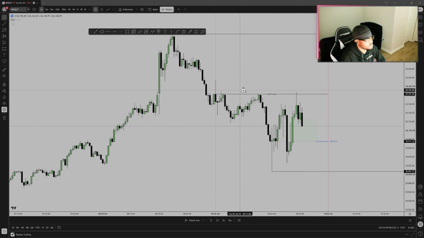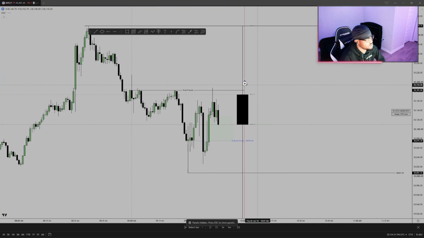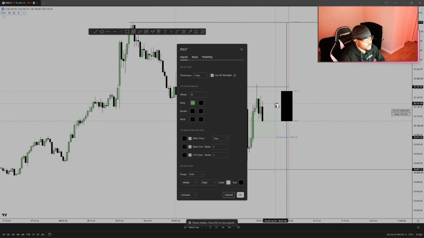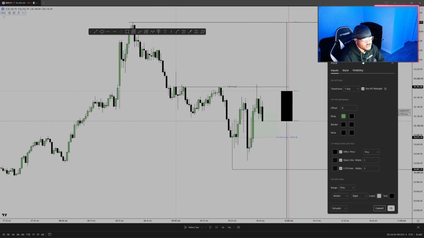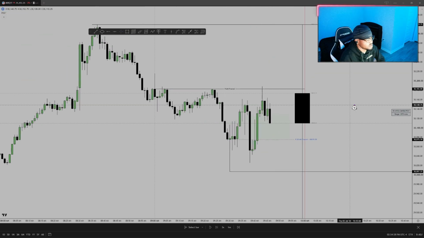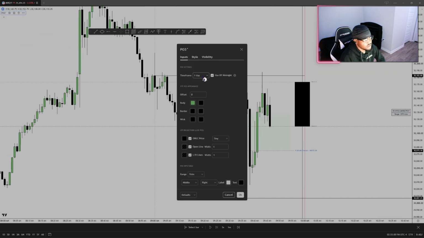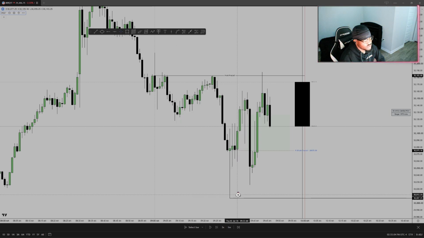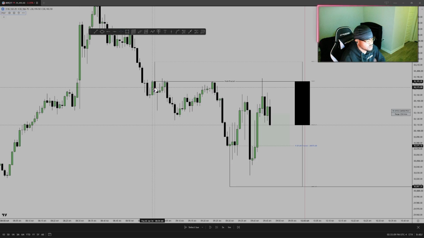So if I was to put my favorite little tool that I'm always using, which is the PO3 indicator, and if I was to use this PO3 indicator, right, and place this on the hourly, you will see exactly what I mean by fractals and how you're able to pretty much trade fractals without the use of any indicators. The only thing you need to look at is the time that is literally on the chart.